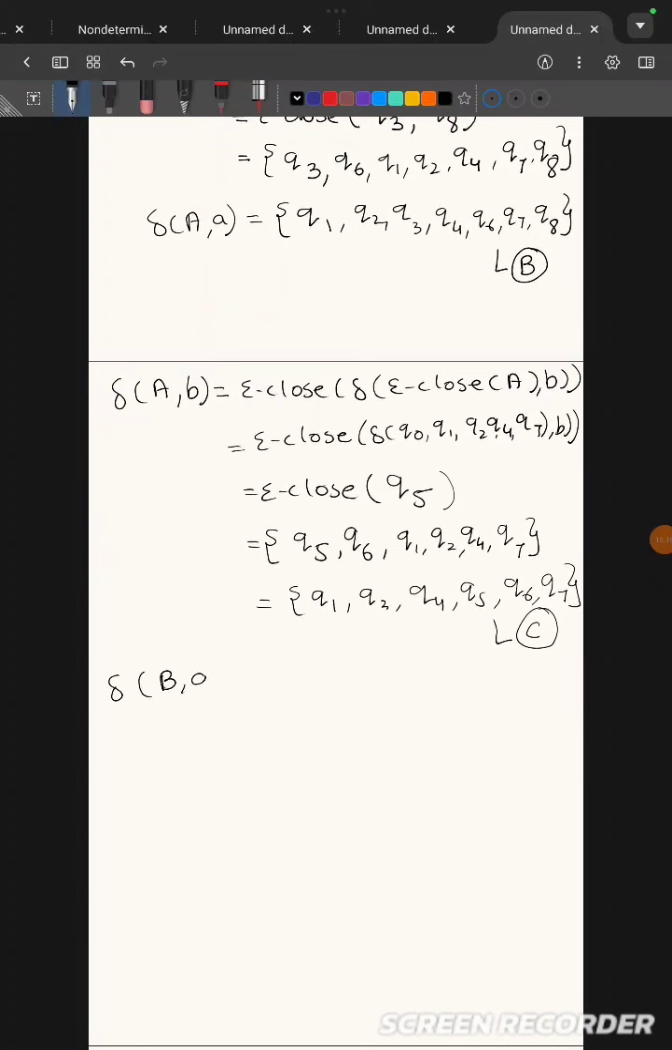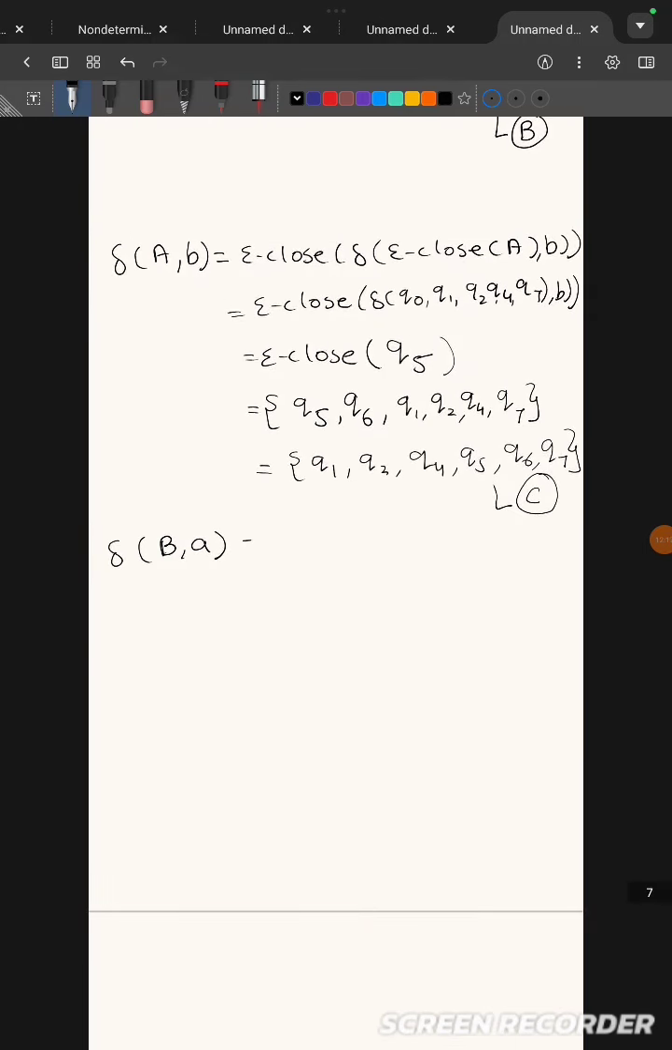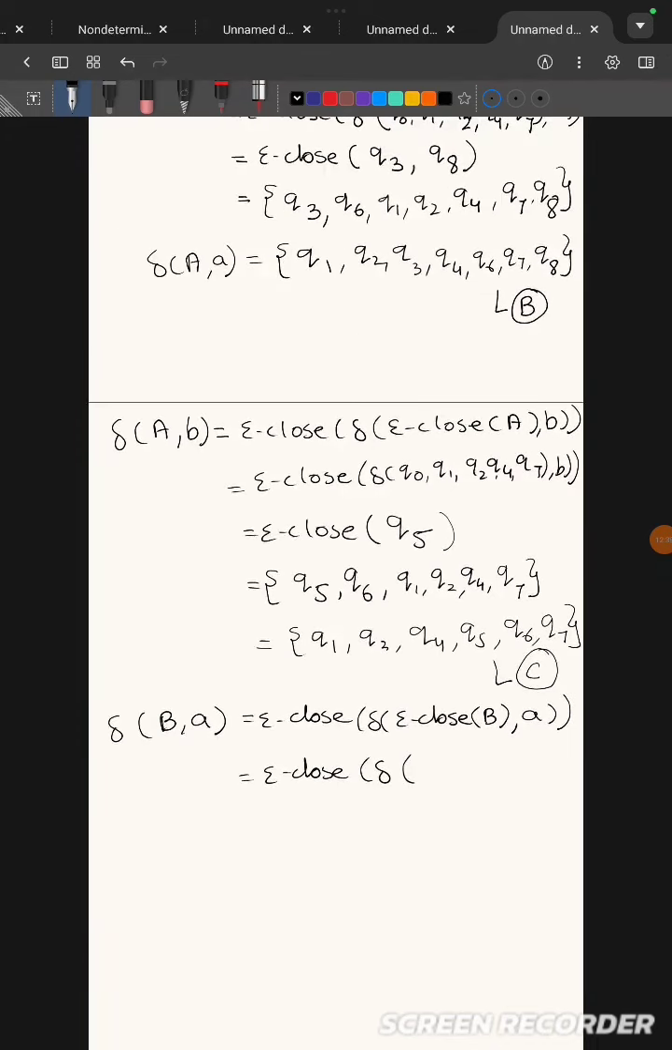So B on a, similarly B on small b. Now what we have to write? We have to write epsilon closure, transition, epsilon closure for the state B on small a. So what will we get? We will get the same states, right? What is B? Nothing but Q1, Q2, Q3, Q4, Q6, Q7, Q8.